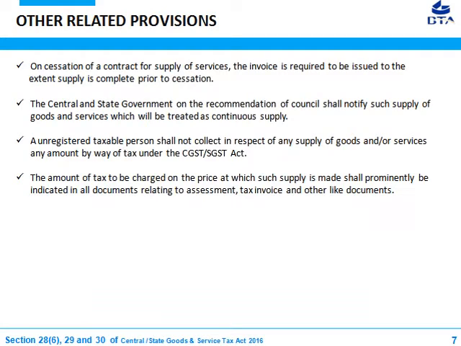Miscellaneous provisions related to invoices are: in case of cessation of supply or service before completion of contract, invoices shall be issued for services rendered prior to cessation. Unregistered suppliers are not authorized to collect tax under the GST Act. Registered taxable suppliers shall prominently display the tax amount in all documents.